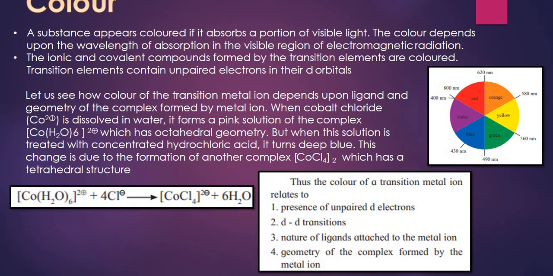The amount of energy required for transition of an electron from one d orbital to another d orbital is very small, and the small energy which is required to transit one electron from one energy level to another energy level will be available by the absorption of radiation of certain wavelength from the visible region.